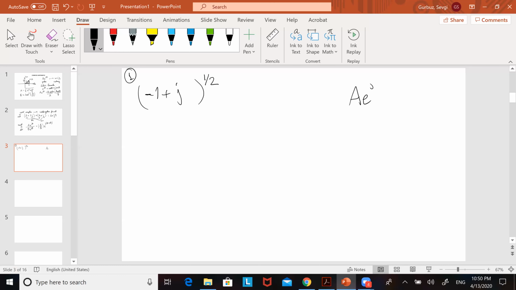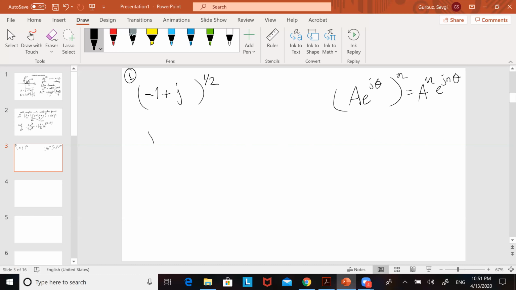Now, taking the square root is much more easily done in polar format, because if I have a complex number in general, which is a e to the j theta, and I want to take it to any power, I don't care what the power is, let's say to the power of n, then this would just be equal to a to the n times e to the j n theta. So the first thing that we need to do to simplify this number would be to convert the number minus 1 plus j into polar format.